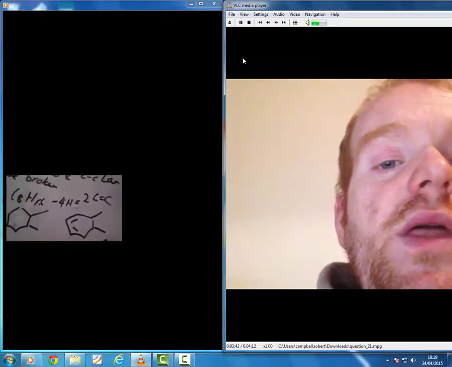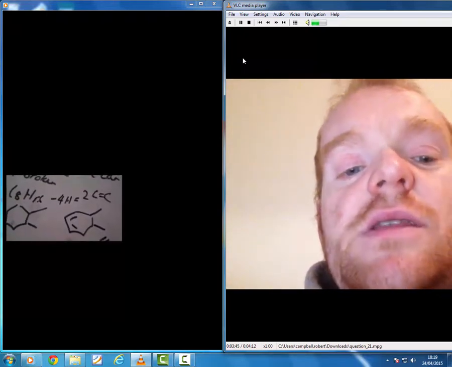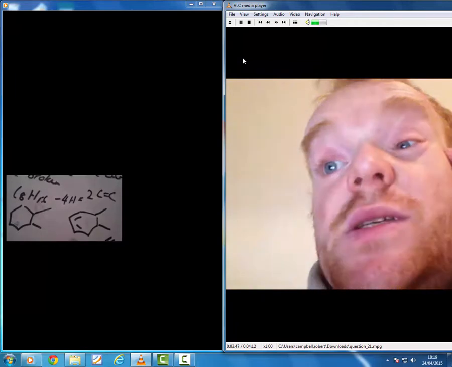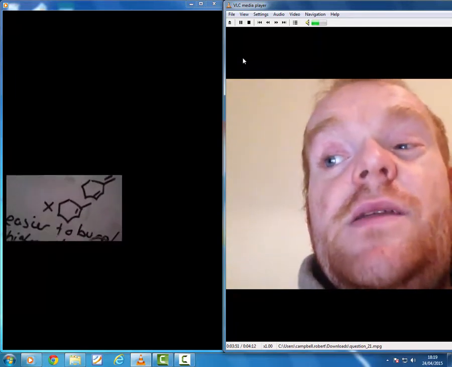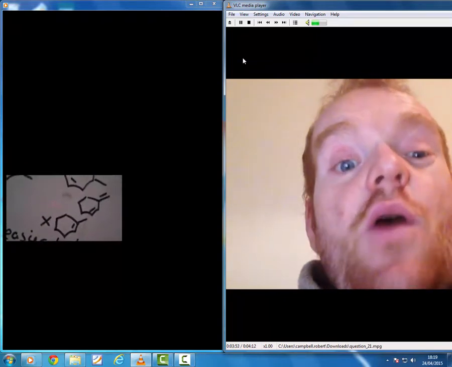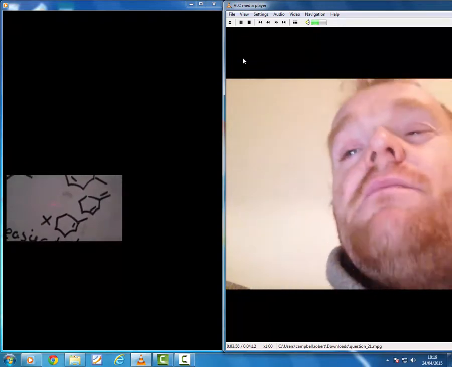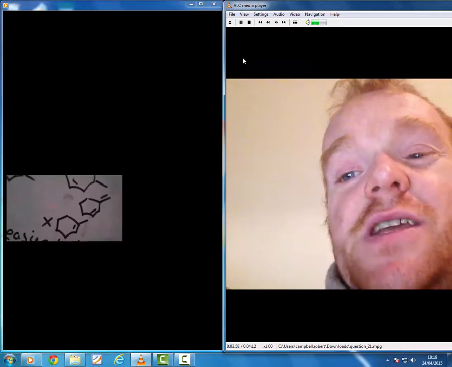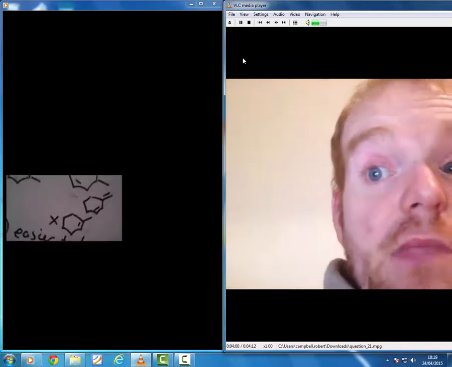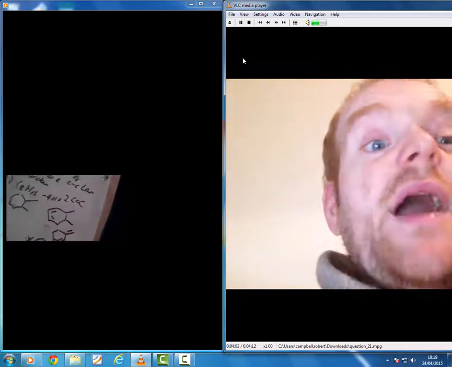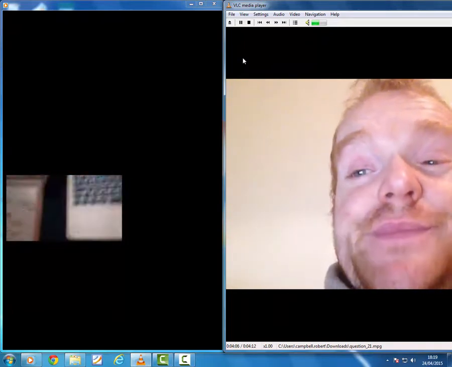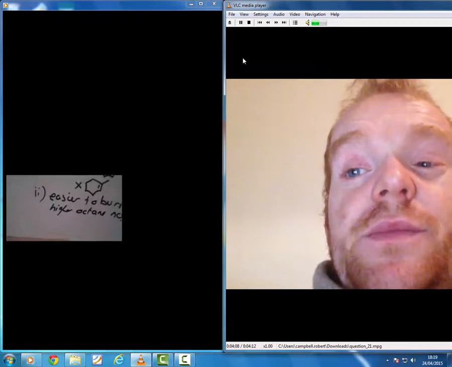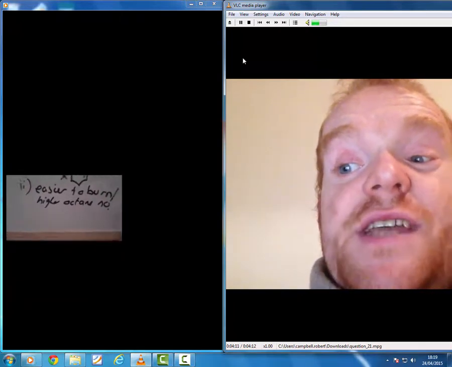So the only requirement is that the 2 double bonds are not next to each other, that there has to be a double bond followed by a single bond followed by a double bond at least. Okay, obviously they can be further apart than that, but they can't be next to each other on adjacent carbons. And a final point as to why you want to make these cyclic compounds is because they're easier to burn. The reason why they're easier to burn is because they have a higher octane number.